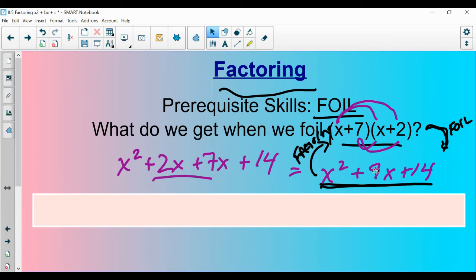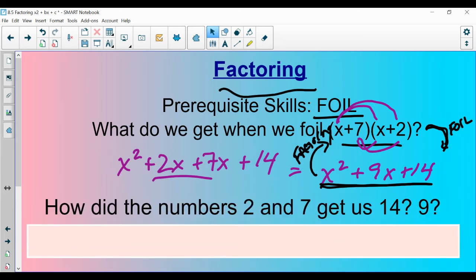If I were to give you this and expect you to come up with this, the question you need to ask yourself is, how did the numbers 2 and 7 get us to 14 and 9? So we had 2 and 7 here, and down below, we had 14 and 9. And 7 and 2 happen to be two numbers that get us to 14 and 9 in different ways. When you multiply these two numbers together, you get 14. And when you add them together, you get 9.